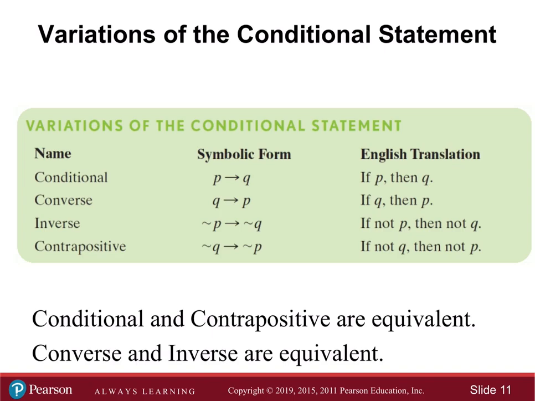The inverse is the contrapositive of the converse. So that's not P implies not Q. And then the contrapositive is not Q implies not P. But again, the main takeaway here is that we have to be aware that the conditional and the contrapositive are equivalent, and then the converse and the inverse are equivalent.